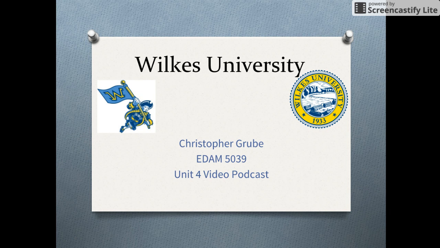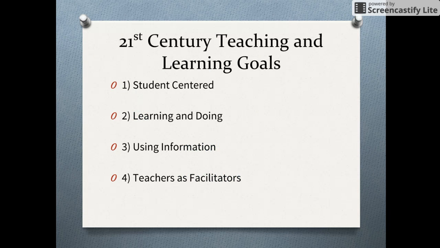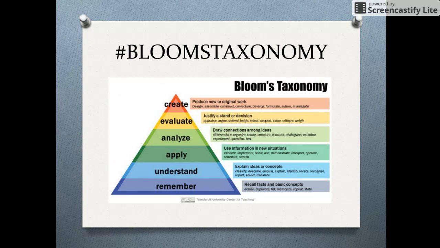We are going to examine a unit project for our Unit 4 podcast, but let's examine the four goals that were established so far and take a brief look at Bloom's taxonomy. The four goals we have are student-centered, learning and doing, using information, and teachers as facilitators. We're then going to look at Bloom's taxonomy.